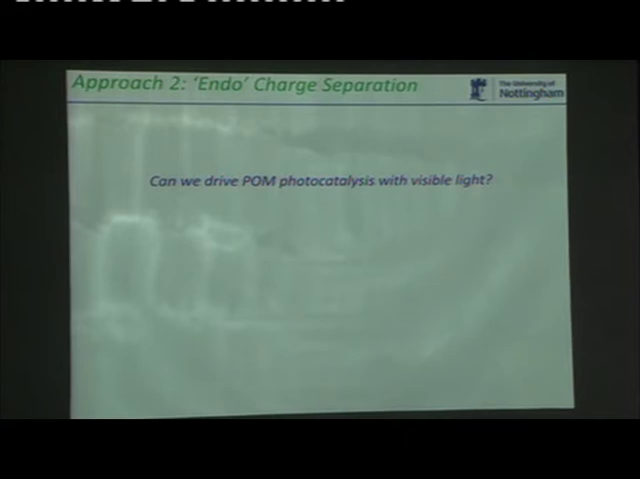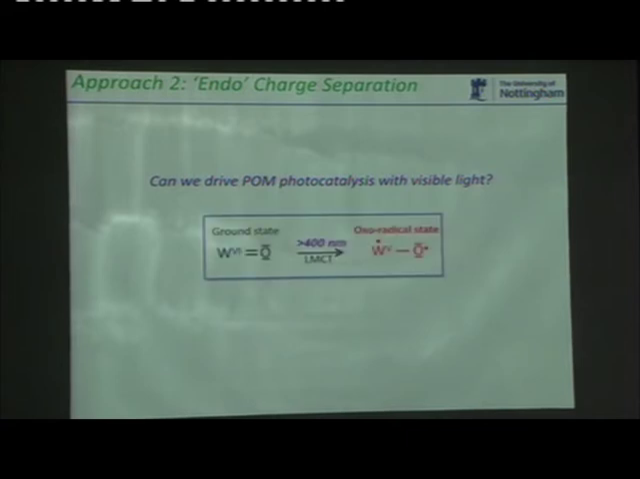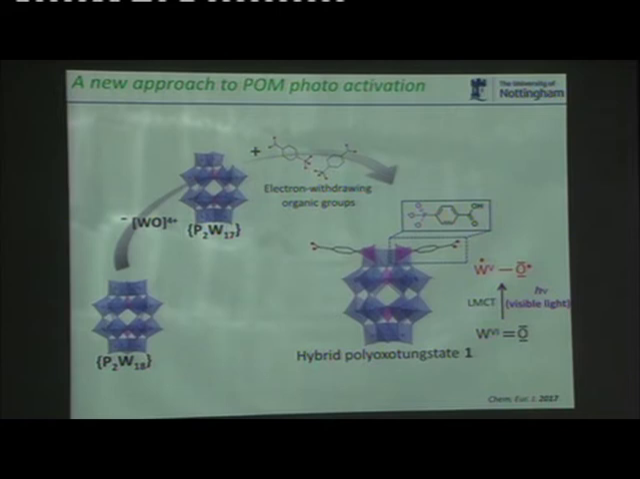So can we drive POM photocatalysis with visible light? Can we get to over 400 nanometers? Our idea was a pretty simple idea, to be honest. Just take a polyoxometalate, so this is our tungsten 18, remove one tungsten, then stick on a couple of phosphonate groups to that. In this case, we've got electron-withdrawing benzoic acids attached to the phosphonate linkers, as you can see here. And the concept was, can we do this with visible light?